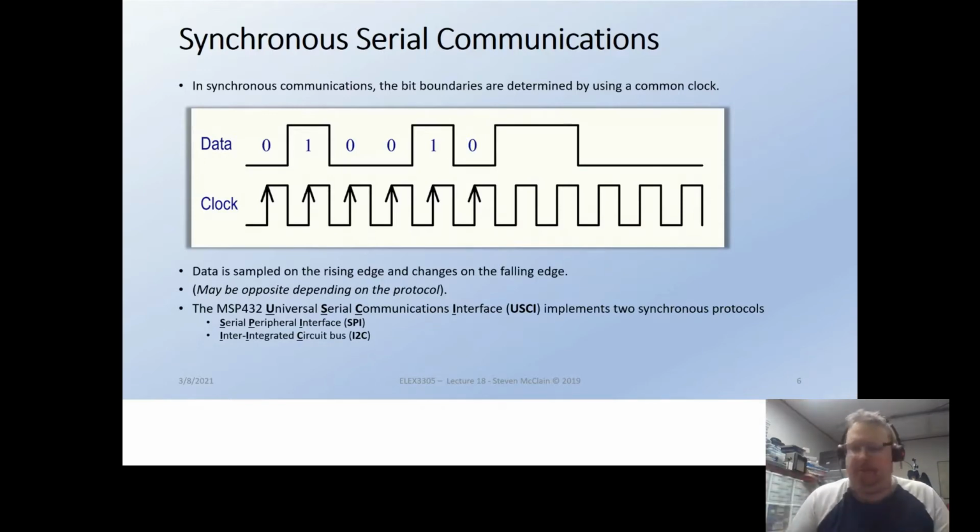So the MSP, that's the device we're playing with, the MSP432, has what's called a Universal Serial Communication Interface, or USCI. You see that abbreviation everywhere. It implements 2 different synchronous serial protocols. One is the Serial Peripheral Interface, SPI, and the other one is the Inter-Integrated Circuit bus, I2C. My favorite is SPI. I like SPI. It's easy to work with. Slightly more wiring, but it's reliable. They both do the same thing, and they're basically the same idea.